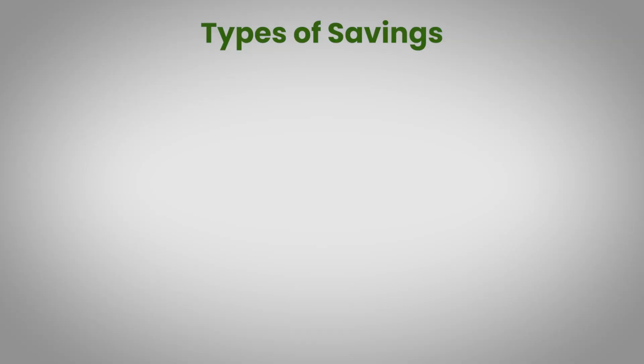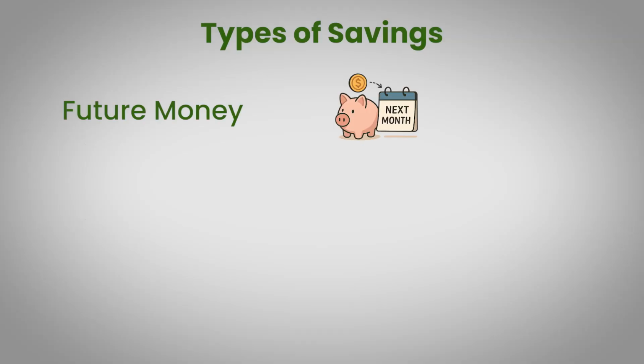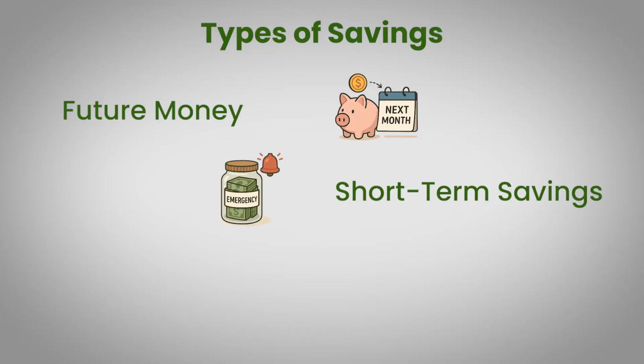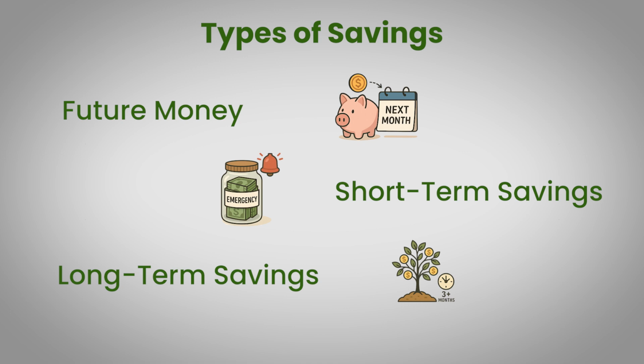Hi, finance-savvy families, and today we'll discuss how to handle savings in your budget. In our Plussios system, we separate savings into three different categories. Those categories are future money, short-term savings, and long-term savings. Let's discuss what they are.